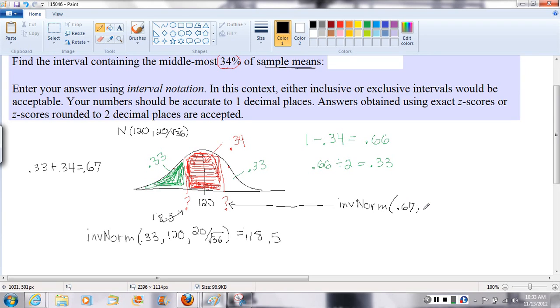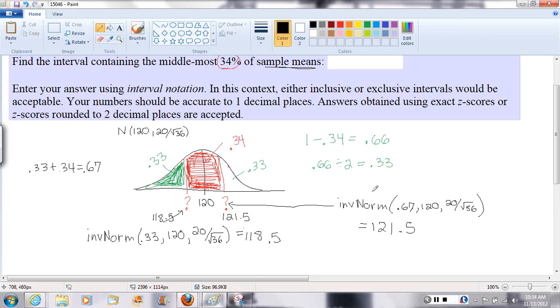Our mean is still 120. Our standard deviation is still 20 over the square root of 36. So we'll go ahead and calculate that. Second vars, inverse norm, 0.67, 120, and 20 divided by the square root of 36. When I do that on my calculator, what I get is 121.466, so that rounds to 121.5.